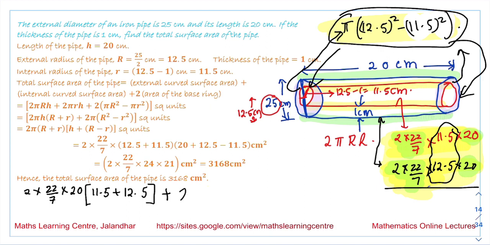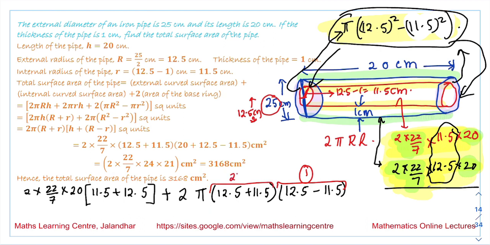So it is twice pi times, when we solve this value, 12.5 plus 11.5 into 12.5 minus 11.5. So this 12.5 minus 11.5 is 1. 12.5 plus 11.5 is 24. This value is 24. So out of these two values, this 2 into 22 by 7 is common, this 24 is common.